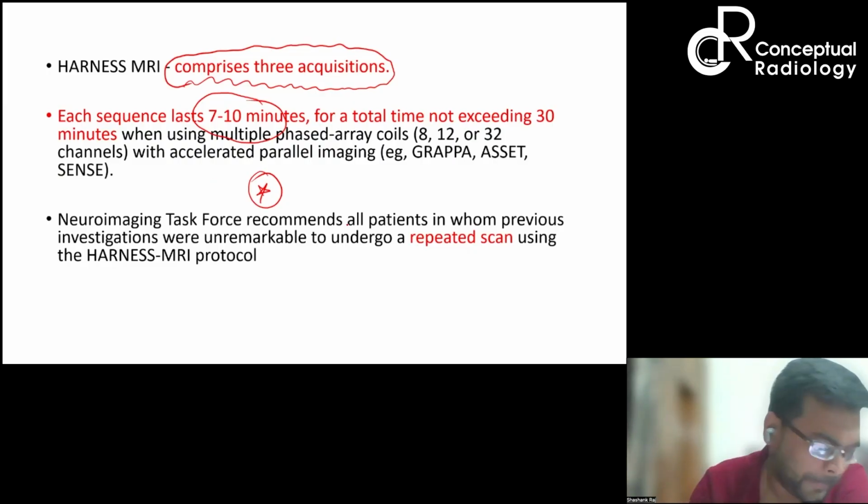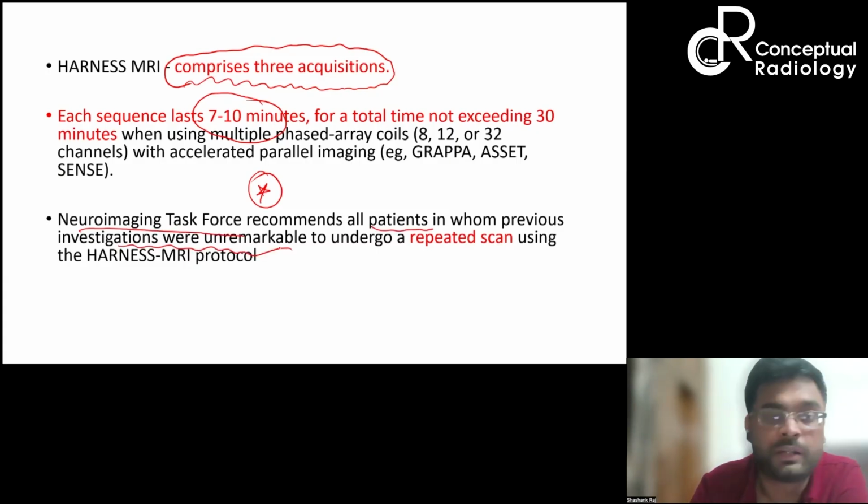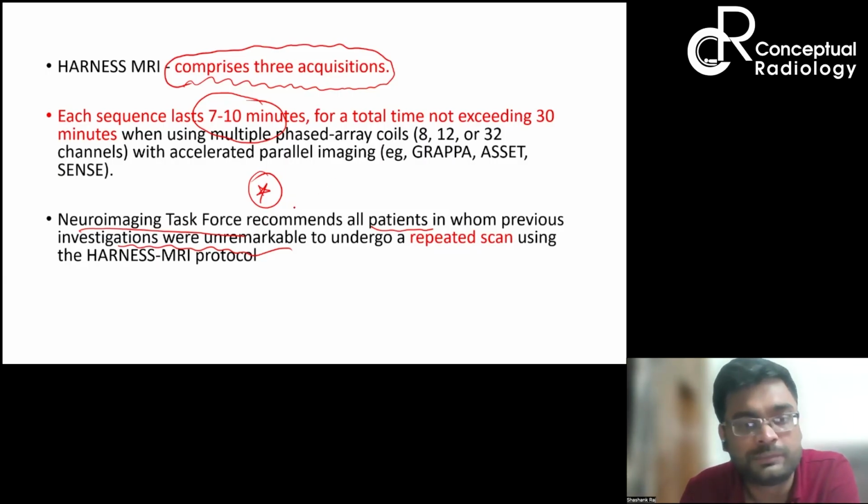Because of this, the neuroimaging task force recommends that in all patients in whom previous investigations were unremarkable, if the previous MRI is reported as normal but the scan was not done as per the HARNESS protocol, then you have to repeat the scan using the HARNESS MRI protocol.